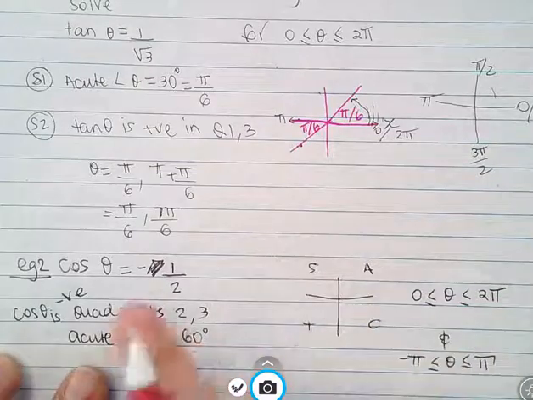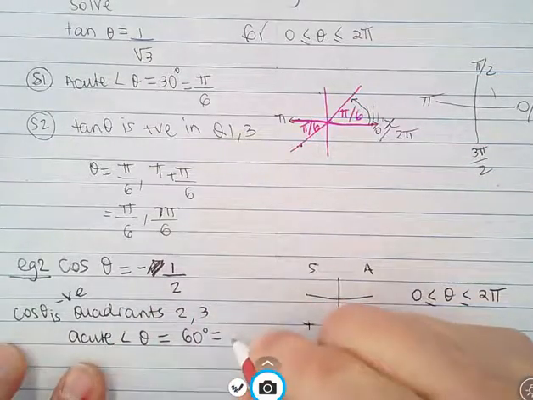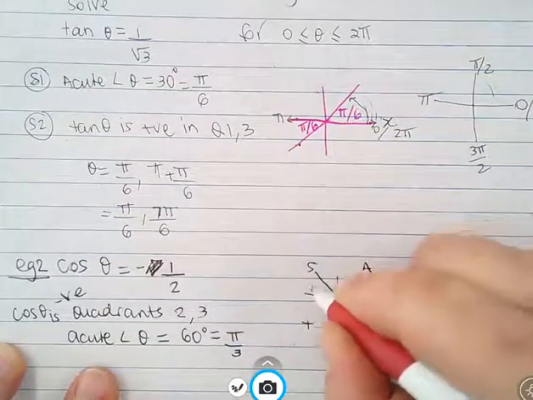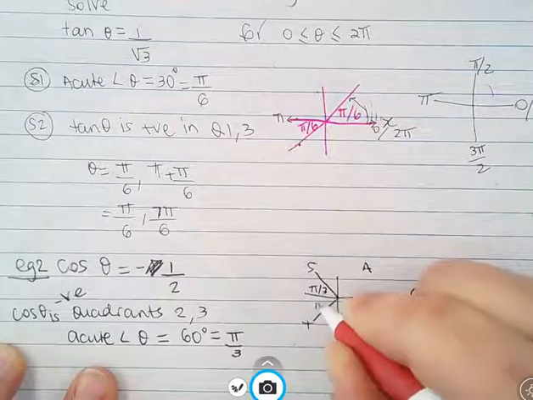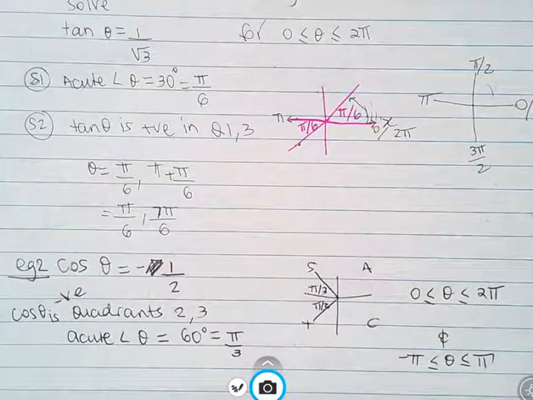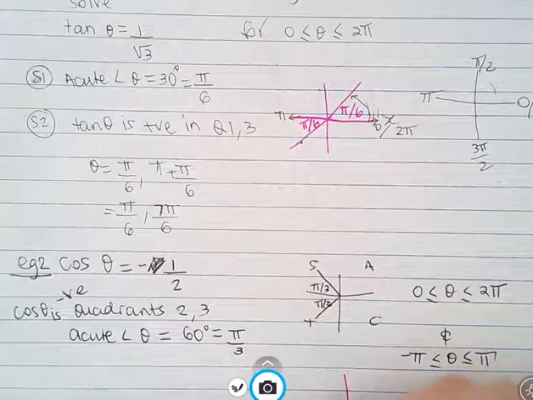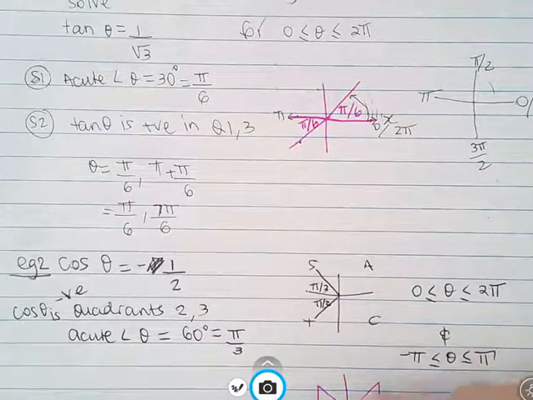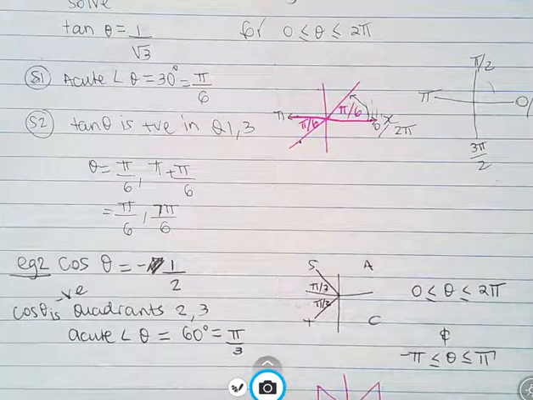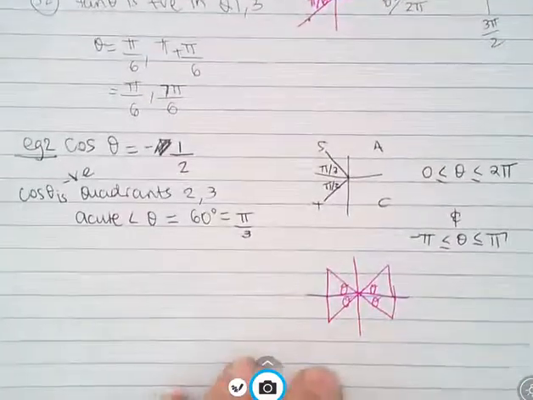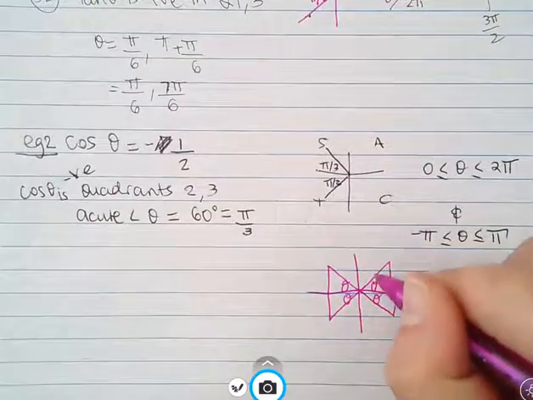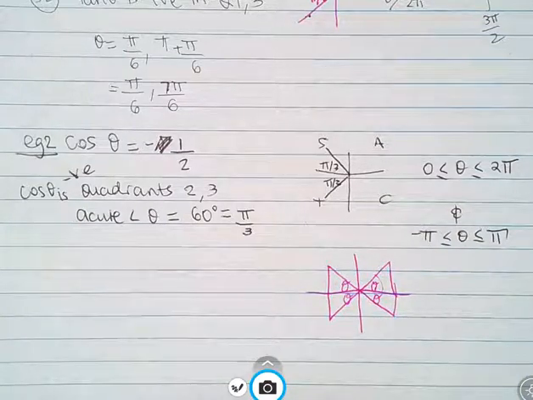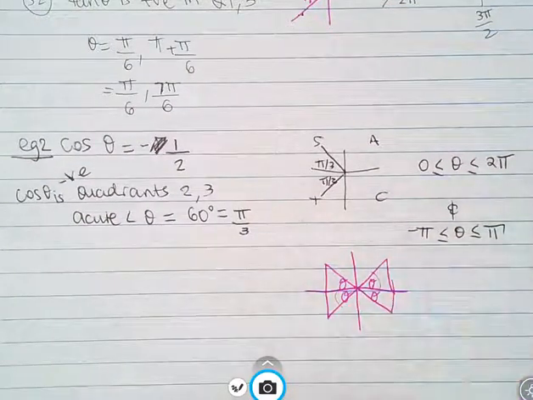So we've got quadrants 2 and 3. The acute angle is 60, which is 180 on 3, which is pi on 3. So you draw in quadrants 2 and 3. Remember last year we talked about the butterfly. Always your angle touches the x-axis in whichever quadrant you are in. If it's in quadrant 1, it touches the x-axis in quadrant 1; if it's in quadrant 2, it touches the x-axis in quadrant 2, or quadrant 3 or 4.